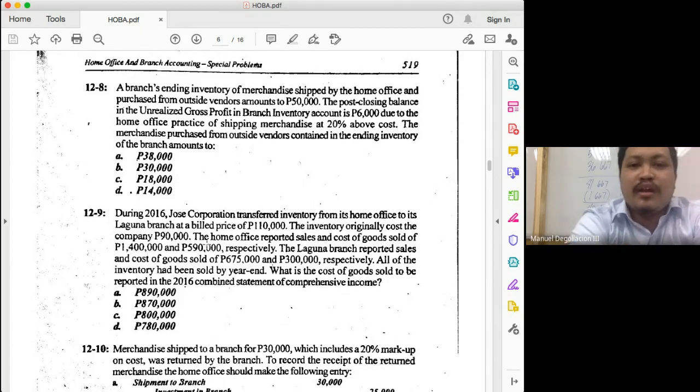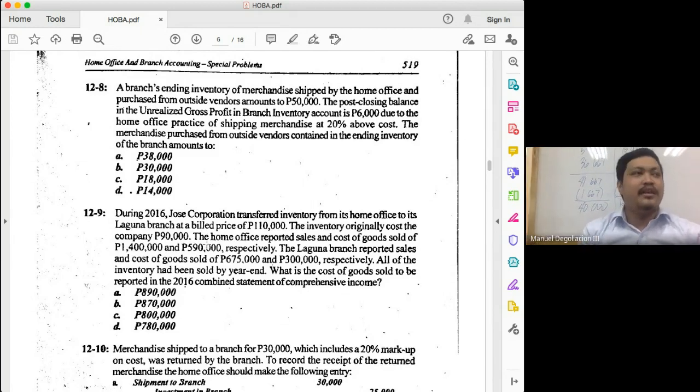And the question here is, the merchandise purchased from outside vendors contained in the ending inventory of the branch. So what is it asking from us? I hope you understand, class, the 50,000 given in the problem is the total ending inventory of the branch. But what else does the problem tell us? That the ending inventory of the branch comes from two sources, those coming from the home office and those coming from outside vendors. So the problem is asking us to segregate, out of the 50,000, how much came from the home office, and how much came from outside vendors.